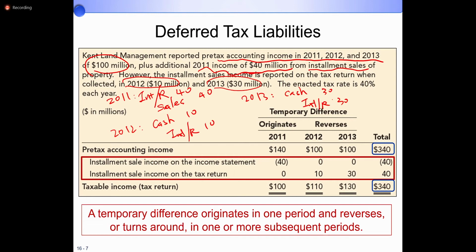If you look at the accounting, because of this sales revenue of 40 million, in 2011 our pre-tax accounting income is 140. It's 100 plus that 40. Total is 140, but the remaining years are still 100. Remember, every year is 100 except we have this special addition to accounting. So this is the pre-tax accounting income. Everyone's okay with that so far?